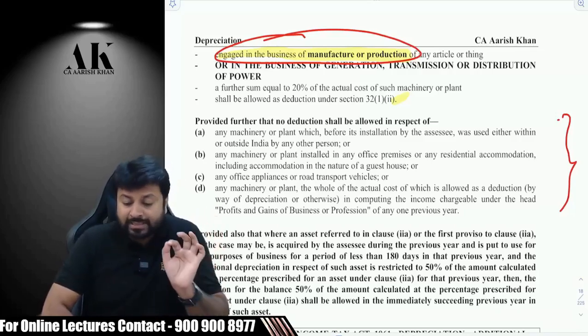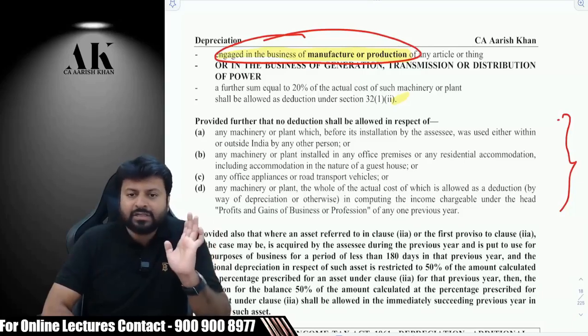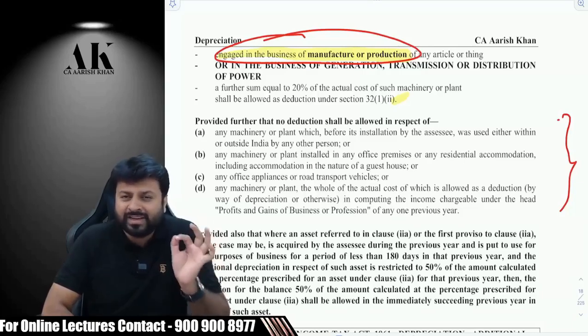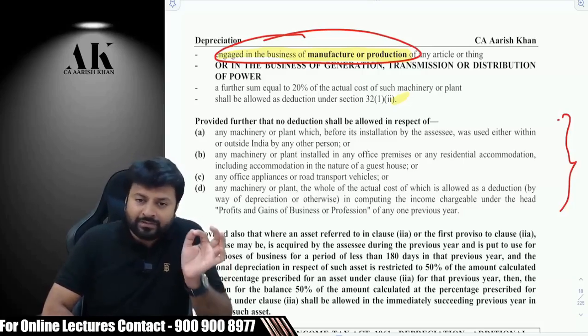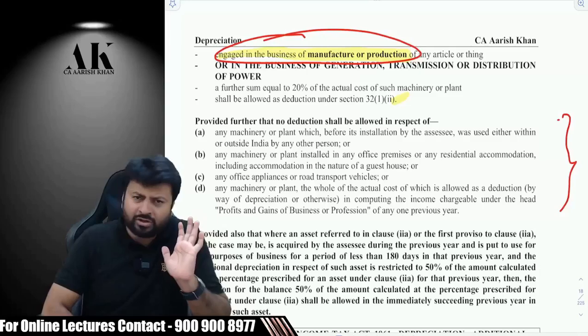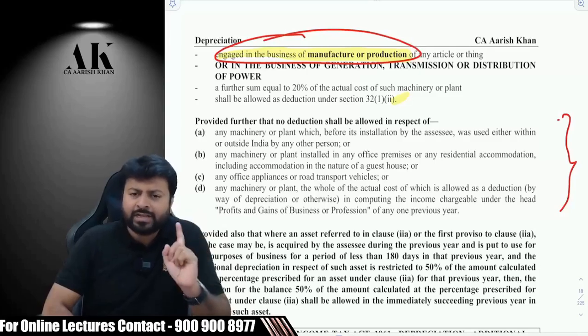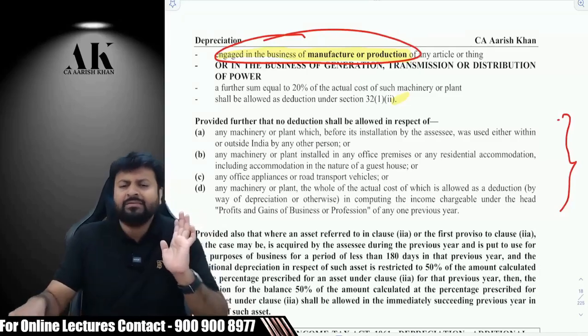So this point tells us that even if you import a second-hand machinery, you will not be allowed what? Please say. You have to buy it new. Whether you buy from India or whether you import, it's your choice. But even if you are importing, it has to be a first-hand machinery. Is it clear to everyone?